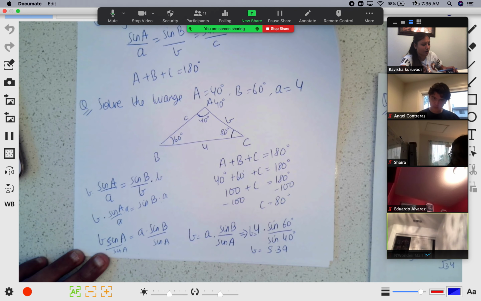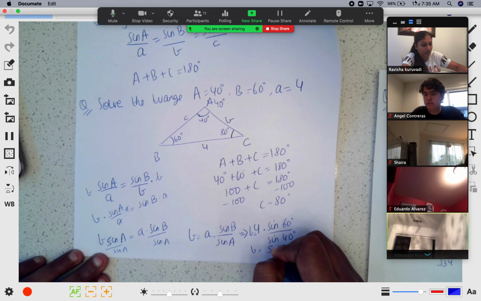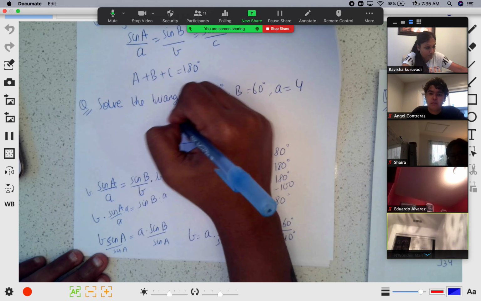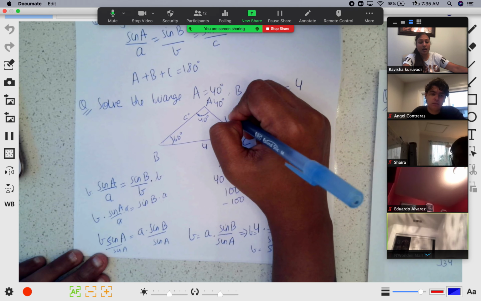Make sure you know how to use your calculator, everyone. This topic is very easy. Chapter 8 is very easy. It's just that you should know how to use the calculator. Note you found your B as 5.39. Can anyone tell me how to find my C?